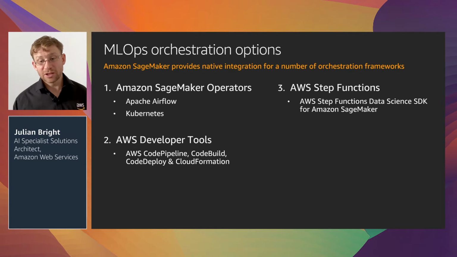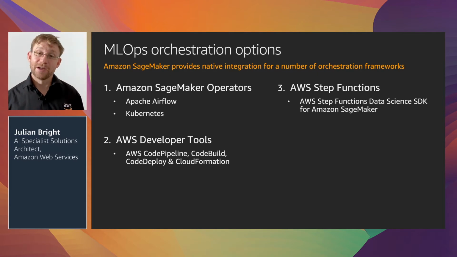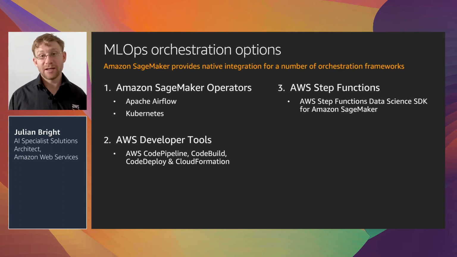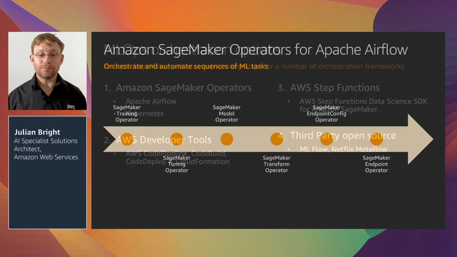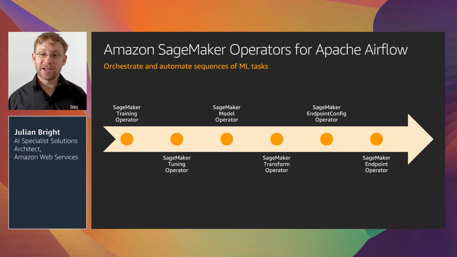AWS Step Functions provide a nice way of building up workflows, and in particular, the Data Science SDK release makes this a lot easier. And then I'll touch on a couple of third-party open source solutions as well. So Amazon SageMaker operators for Apache Airflow allow you to orchestrate training, tuning, deployment, or batch transform processes through simple integrated operators that can be used as part of your data and ETL pipelines.